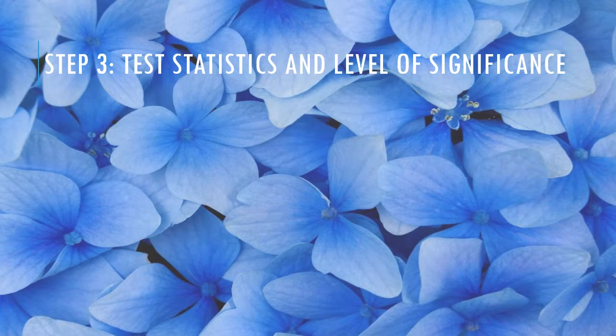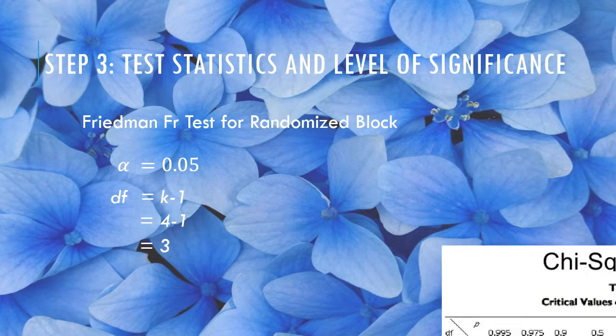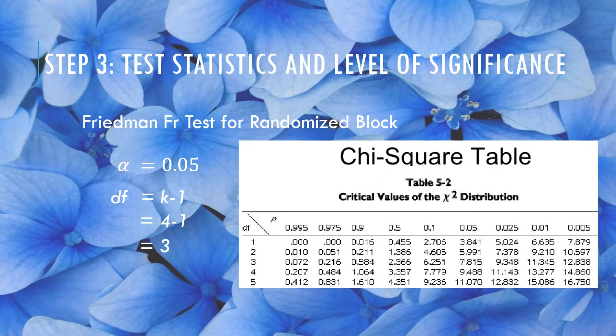For the test statistics and level of significance, we are using the Friedman Fr test for randomized block as our statistical tool. Then we have 0.05 as our alpha, or the level of significance. We have 3 for our degree of freedom. And to determine our tabled value using the chi-square table, we get the intersection of our alpha and our degree of freedom. So we have 7.815 as our tabled value.